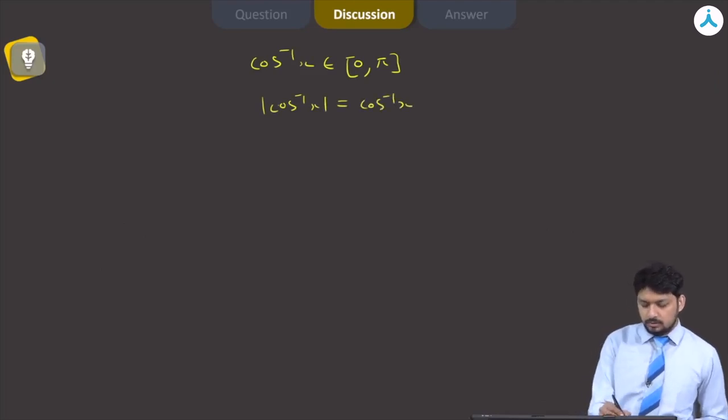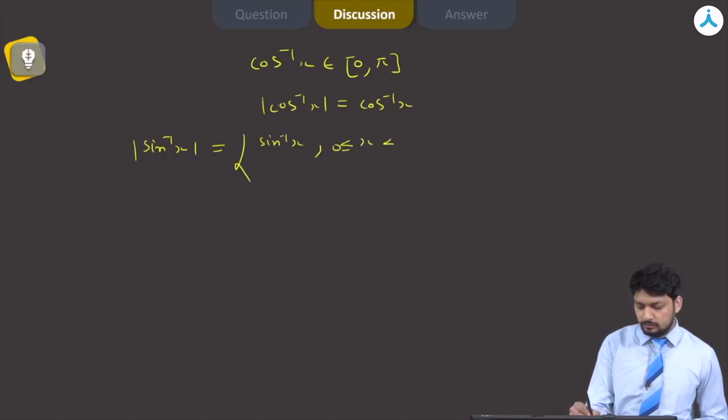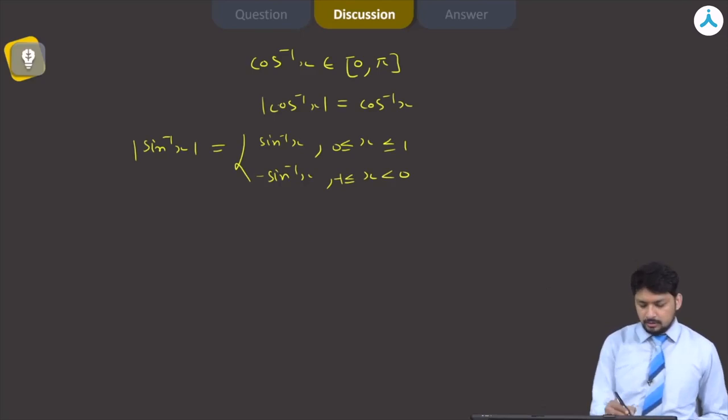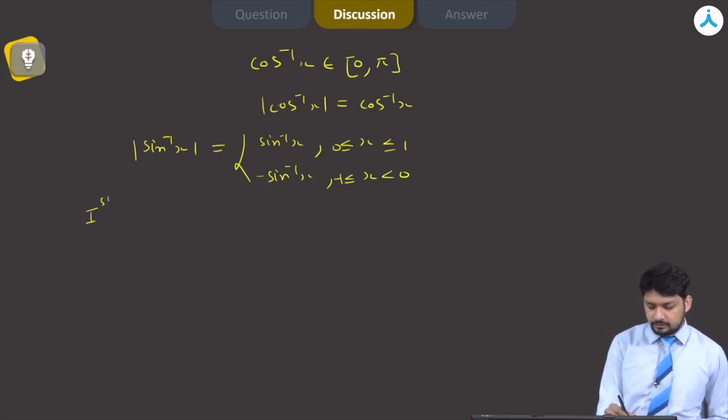Now we have mod of sin inverse of x, which is equal to sin inverse of x when x belongs to 0 to 1, and it is equal to minus of sin inverse of x when x belongs to minus 1 to 0. Now let's take the first case, when x belongs to minus 1 to 0.